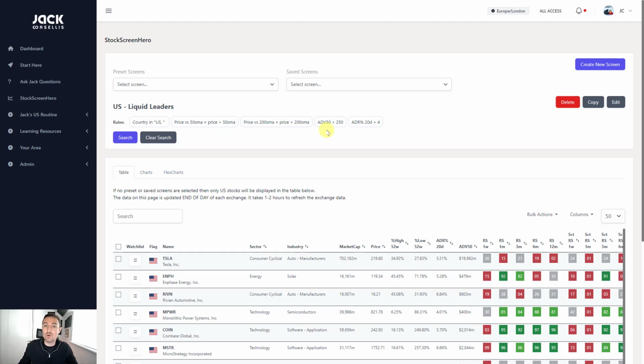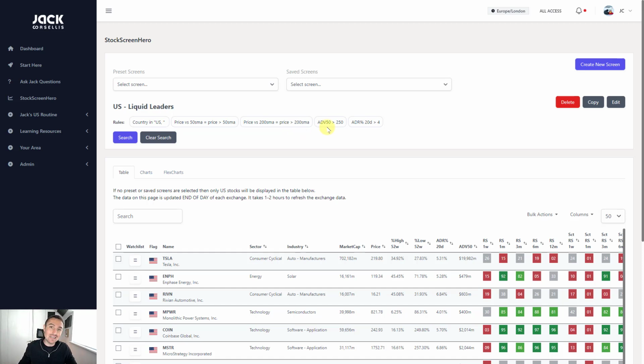So what am I screening for? Well, it's pretty simple really. I'm looking for stocks listed in the US. I want their price to be above its 50-day simple moving average, above its 200-day simple moving average, to better ensure that the stock is in an uptrend on an intermediate and a longer term trend perspective.